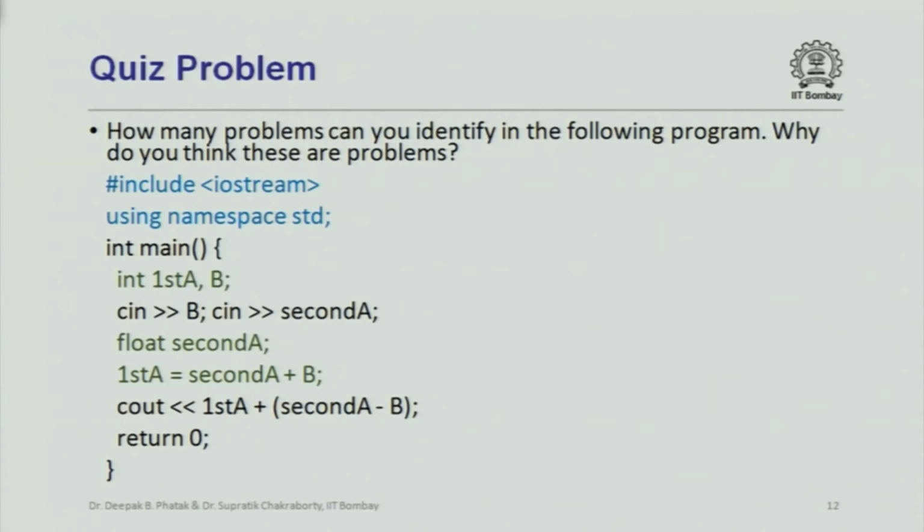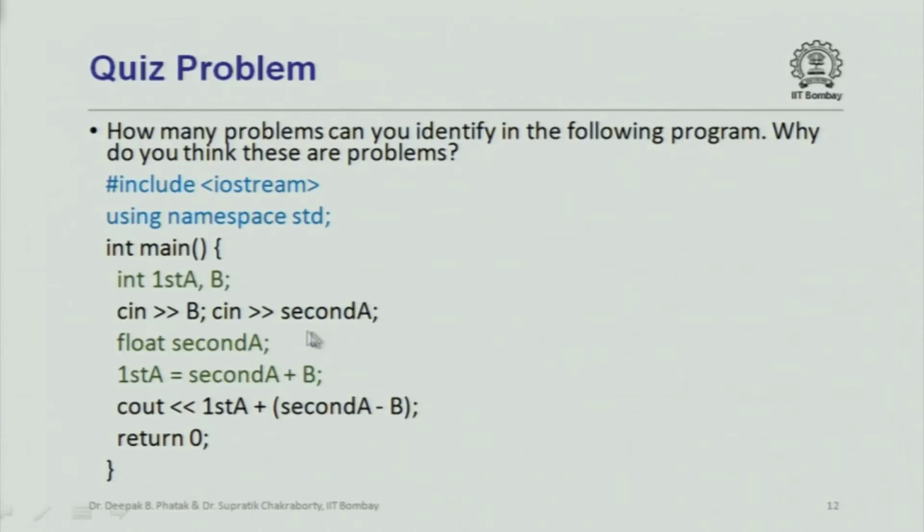Okay. Now, how many of you had 3? So you're adding a float and an int and you're storing it in an int. Okay. So that you think is a problem. Anybody else with additional problems? Oh, so you mean after this comma there is a space, that's a problem. Okay. Any more?